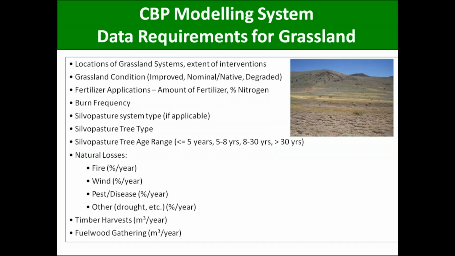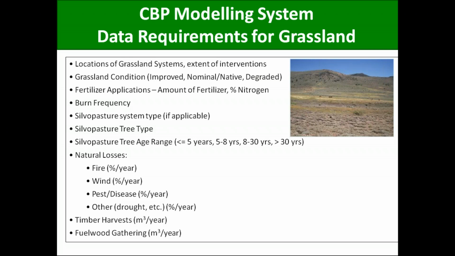Case then for grasslands, we have location of grassland system. The grassland condition, is it improved, nominal, native or degraded? And there's a part in the system where you can hover over and it will give you a definition for each of these to make it a little bit clearer. Some grassland systems have fertilizer applications, so if so, you need to say the amount of fertilizer, percentage of nitrogen in the fertilizer. Is your grassland system being burned, and if so, how often?